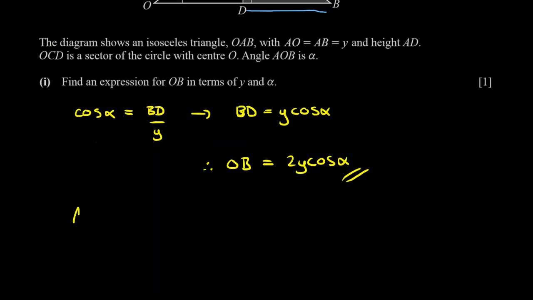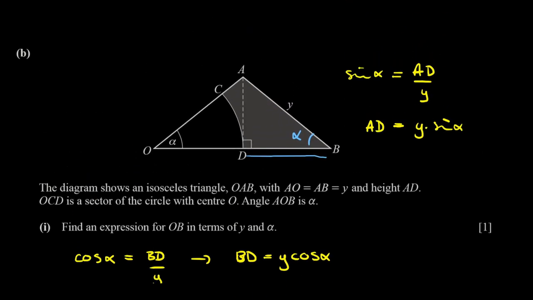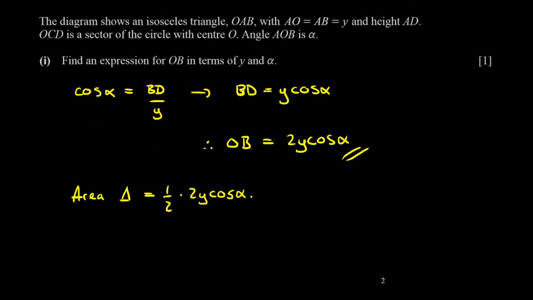Okay, so now I want to find the area of the triangle. The area of the triangle is equal to half the base, which is the length OB, so that's 2y cosine alpha, times the height, which we just said was y sine alpha. The half and the 2 are going to cancel off, and so we're going to get y squared cos alpha times sine alpha. So that's the area of the triangle.